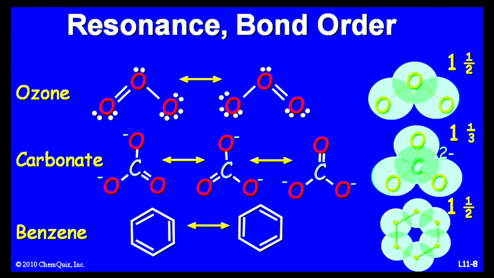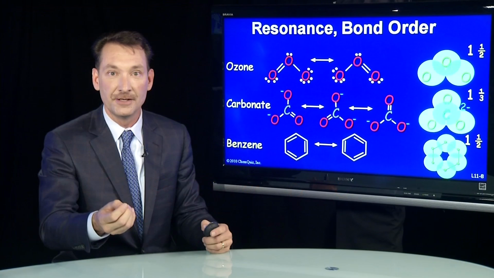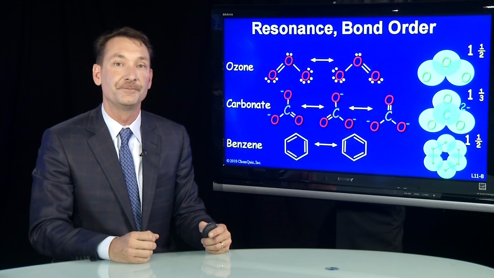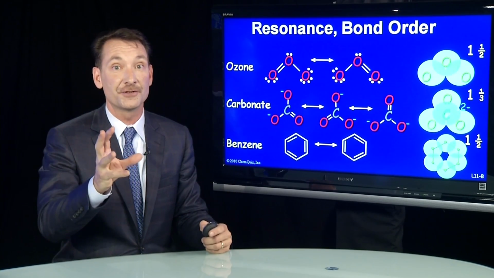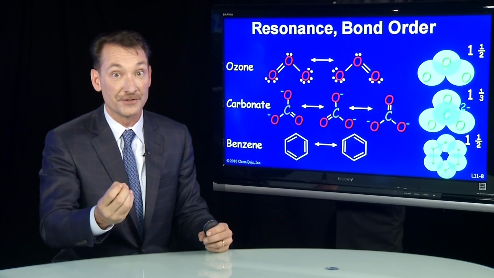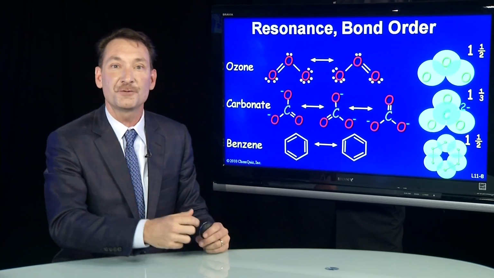So Lewis structures will help us predict the bond order, relative bond strength in molecules. Now we can use Lewis dot structures to predict a myriad of other features like the geometry of the molecules, and that's what we'll look at next.